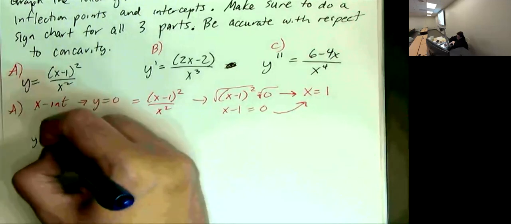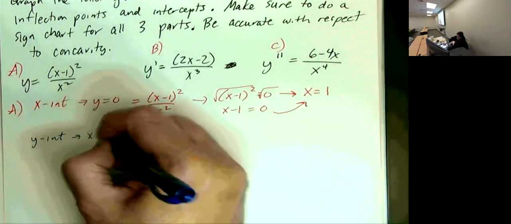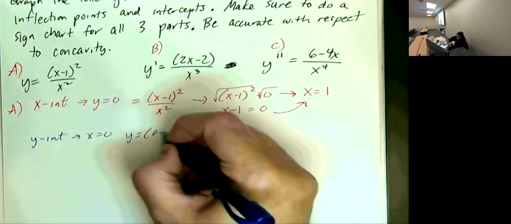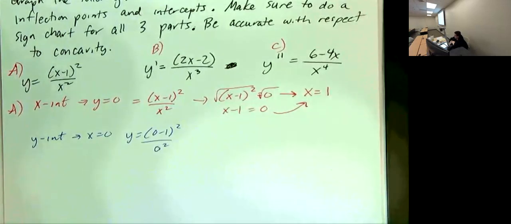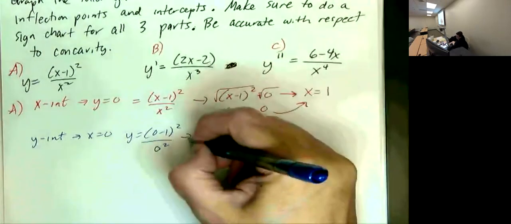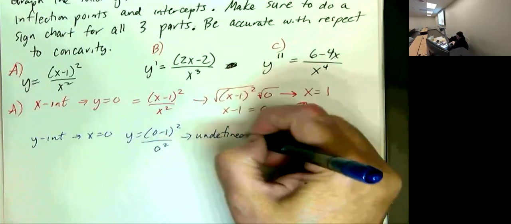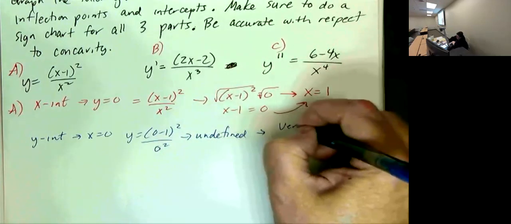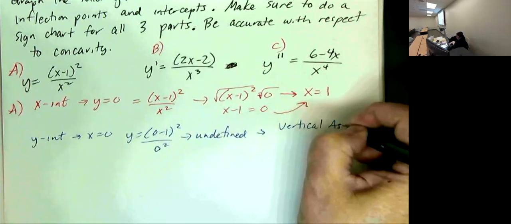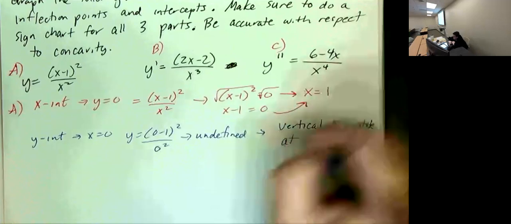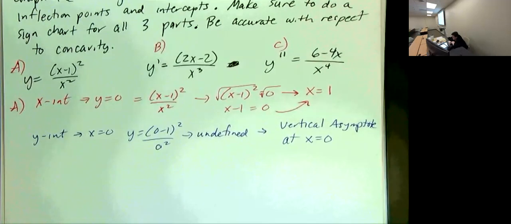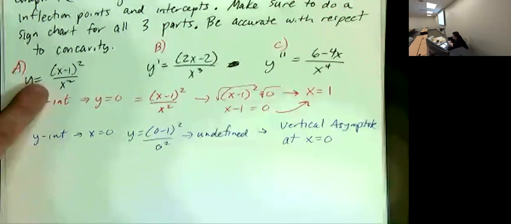The y-intercept is when x equals 0. Zero squared on the bottom is a problem. This is undefined here. This tells us we have a vertical asymptote at x equals 0. And it's the only vertical asymptote. We don't have anything else on the bottom that'll make the bottom 0.